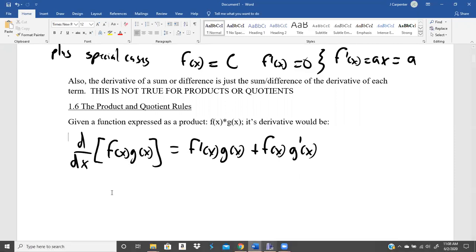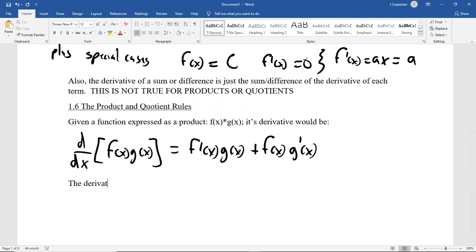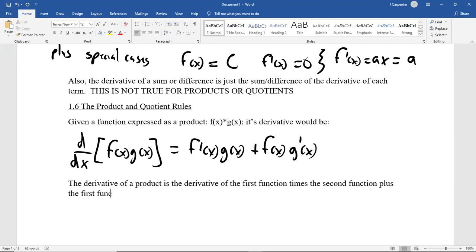In other words, if you wanted to use your words, the derivative of a product is the derivative of the first function times the second function plus the first function times the derivative of the second function. That's using our words.